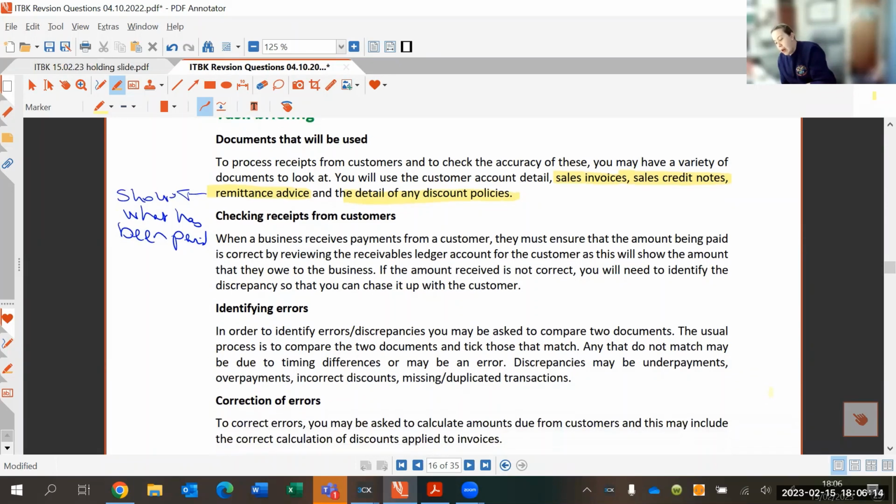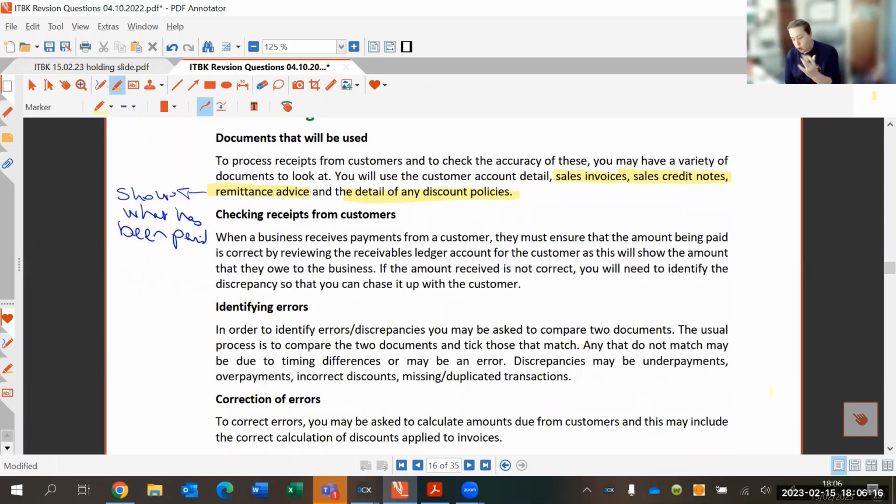When we do get that payment from the customer, which we can also call a receipt, we want to make sure that the amount they have paid is correct. So we will review that customer's account. We will say, yep, that matches, or probably what's more likely, that doesn't match. Have they paid too much? Have they paid too little? And if they've not paid what we were expecting, what's missing? We're going to have a look at a question like that shortly.